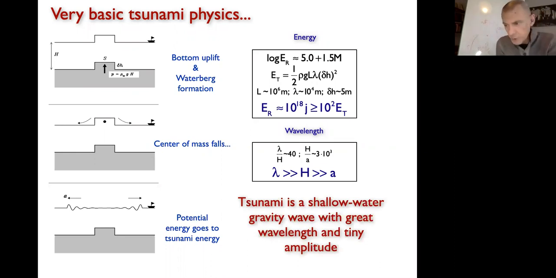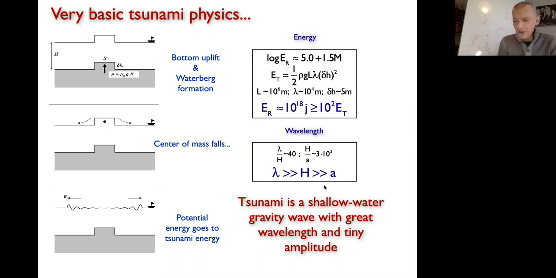So to sum up tsunami physics, you can say that a tsunami is a shallow water gravity wave, in a liquid, with great wavelength and tiny amplitude. This is maybe a too simplistic statement, but it is summarizing tsunami physics. Okay, sorry, let me take a note that I want to discuss later, that I just noticed here. So, tiny amplitude.